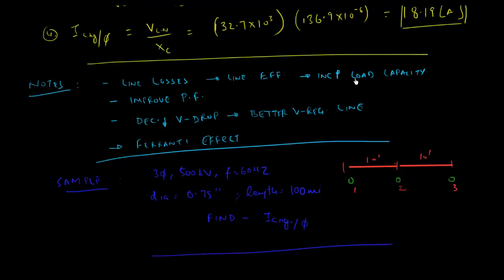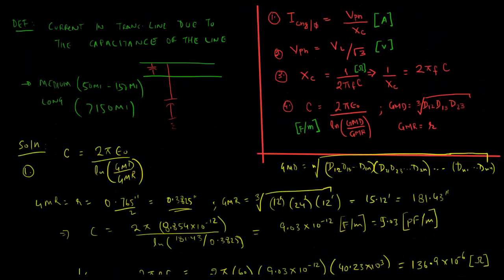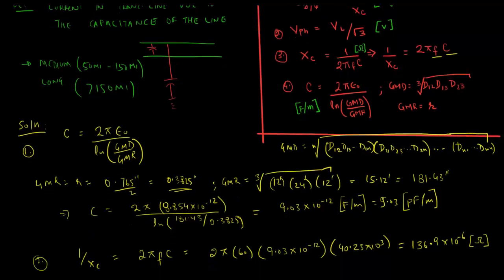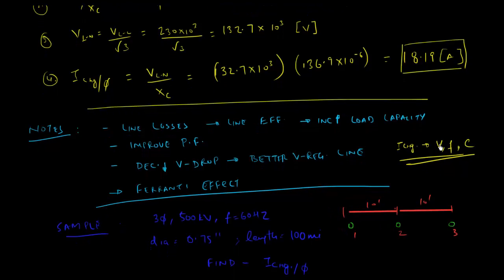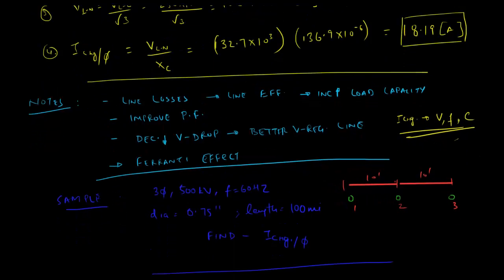One of the other things to keep in mind that I missed in the notes here is charging current is dependent only on the voltage, the frequency, and the capacitance of the line. It's independent of the load. So if you go back and look at the formula here, the charging current is dependent on the voltage, it's dependent on the capacitive reactance, and the capacitive reactance is dependent on the frequency and the capacitance. So if you can change the capacitance of your transmission line, you can change the value of the charging current, or if you change the voltage.